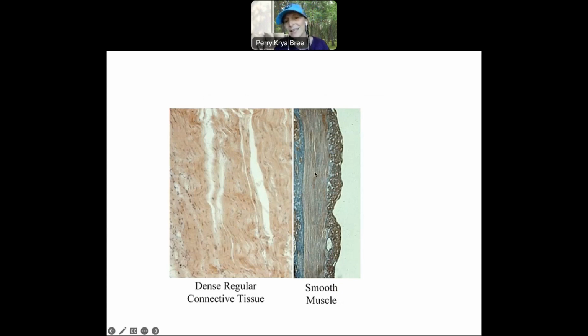And here, look at these large central nuclei. Again, smooth muscle has large nuclei. Dense regular connective tissue has little tiny nuclei, and smooth muscle has large nuclei, okay? So that's another way that you can identify it's smooth muscle. So hopefully that will help you out in terms of identifying those two from each other.